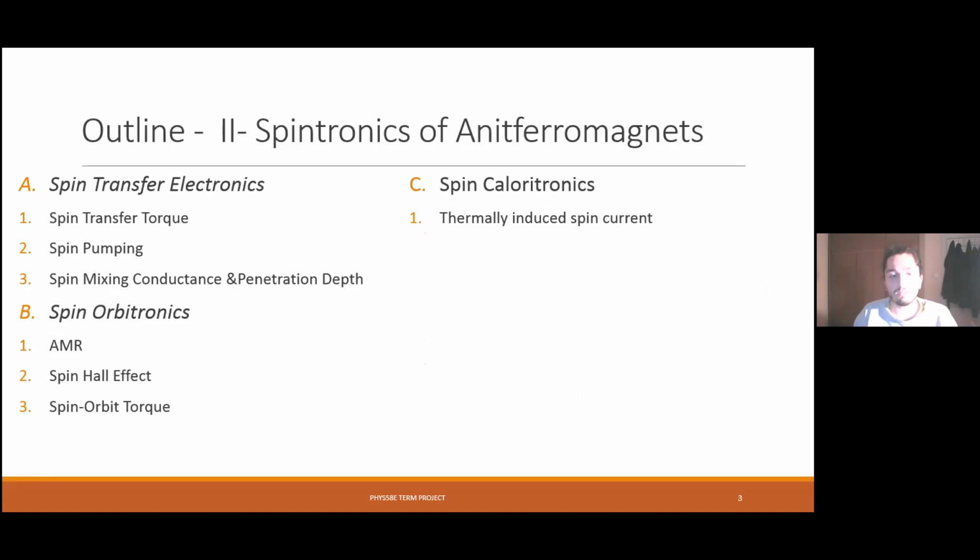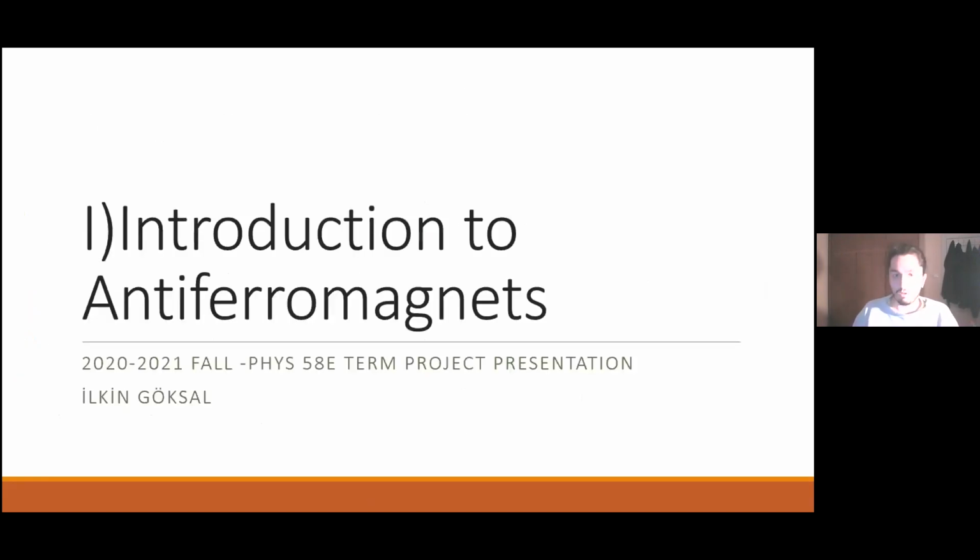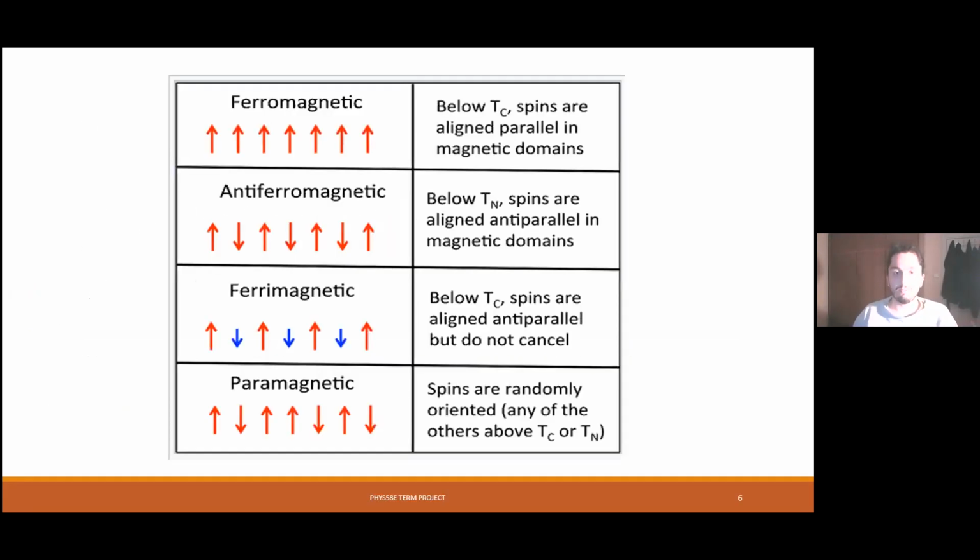In the second part, I will briefly introduce a few very important studies about the usage of antiferromagnets in spintronic systems and the most fundamental components of spintronics, which are spin transfer electronics and spin orbitronics. At the end, I will have a few words about spin caloritronics. So I will start with the introduction.